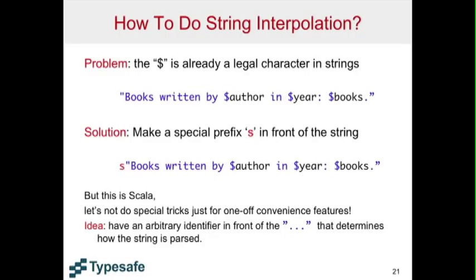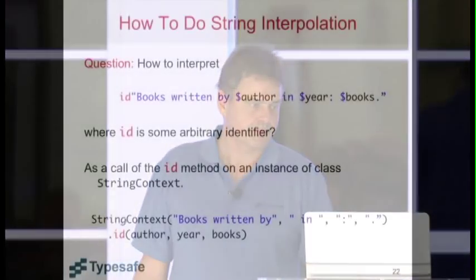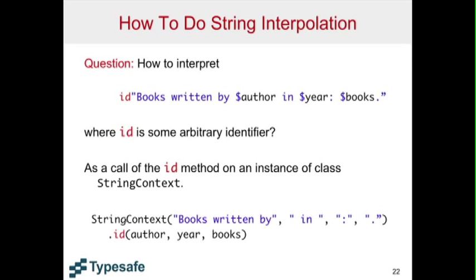OK, good, problem solved. But this is Scala, and Scala has a very strong philosophy not to do special tricks for one-off convenient features. We don't want to do that. So let's see whether we can move this a little bit further and make it more extensible and more general. The idea would be to have an arbitrary identifier in front of the quotes, and that identifier would determine how the string is parsed. So we want to generalize from one sort of interpolation to all possible sorts of interpolation. You can write your own interpolators. So instead of the S, we would let you write an arbitrary identifier. I've written ID here in front of the quotes. And the question is, how do we interpret that?